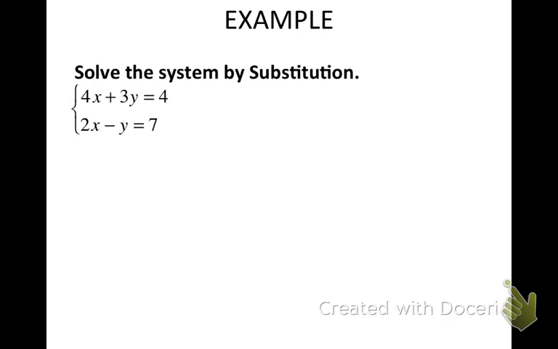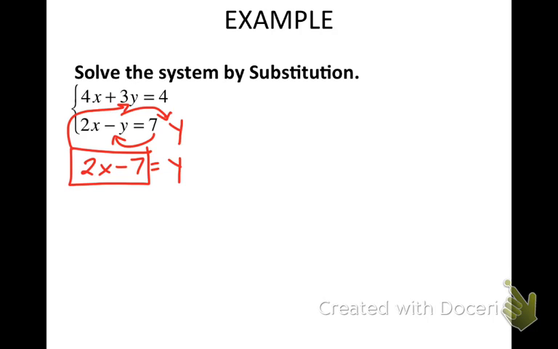All we need to do is, because my y is negative, if I move it over there, it would become a positive y. If I move that 7 over there, it's going to become a -7. So we get 2x minus 7 equals y. And you just plug it in. So now I'm going to put my box around the 2x minus 7. You don't have to do the box. I like the box. I'm a visual person. And I'm going to put it where? Y in the first. So that equation now becomes 4x plus 3 times (2x minus 7) equals 4.